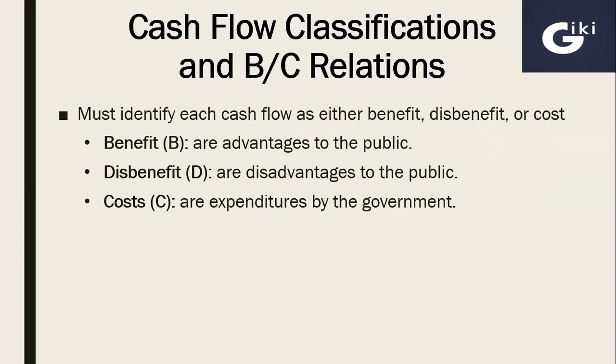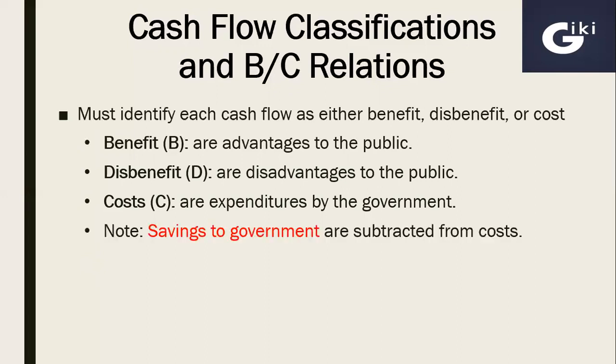So all three must be in monetary terms to make comparison, and they should be in the same equivalence procedure, like whether they should be in terms of present worth, annual worth, or future worth. Note, savings to government are subtracted from costs. If government is generating some revenue, it will be considered as savings, and while calculating B over C analysis, we have to consider savings and they should be subtracted from cost.